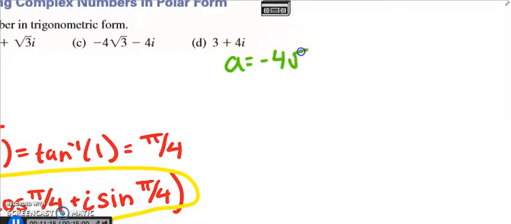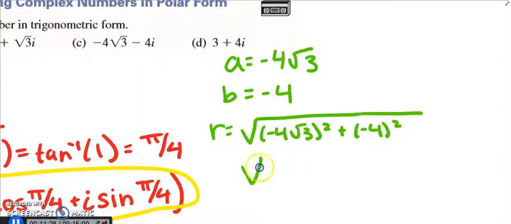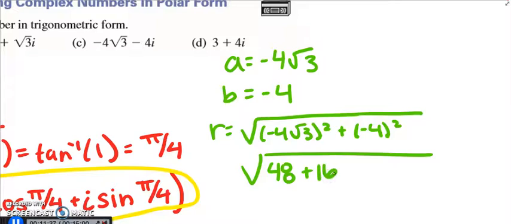So that is A. B is negative 4. When I find my R by doing the Pythagorean theorem, I'm going to have both of them negatives, which when they're squared they become positive. Negative 4 squared is 16. Square root of 3 squared is 3. 16 times 3 is 48. If in doubt, you can type that in your calculator.